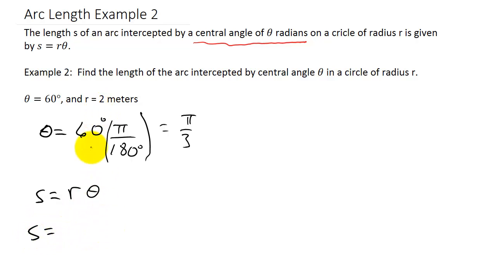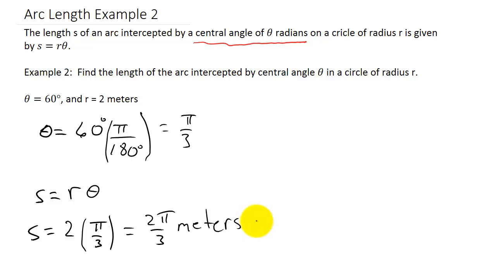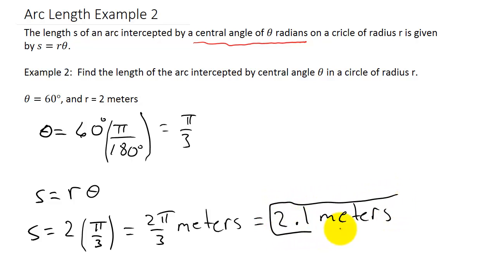And so S is equal to the radius, which is 2, times the central angle theta, and it has to be in radians. You cannot plug the 60 degrees in. We have to plug in the pi over 3. And so we get 2 pi over 3, and this is going to be meters. And we can punch this into our calculator. Let's see, 2 times pi divided by 3, and that's going to give us 2.1 meters. And this would be our arc length.